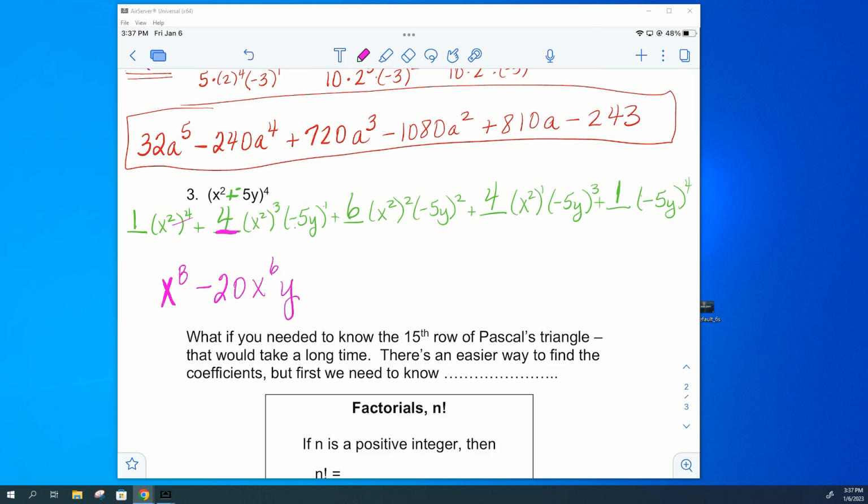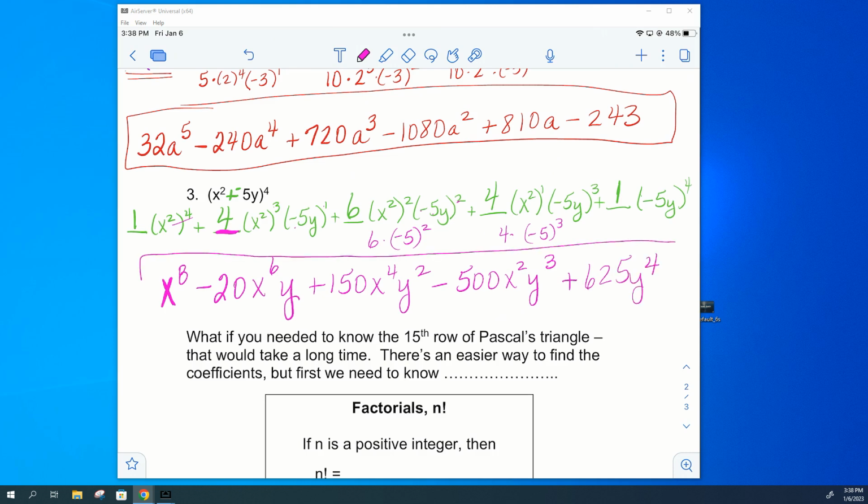Next term, numbers, I would have a -5 squared. -5 squared, that's 25 times 6. That is a positive 150 x to the 4th y squared. I'd probably jump on a calculator here, but I'm not going to. Again, I'd have -5 cubed times 4. So that's, you could probably do that one. -500 x squared y cubed. And then negative 5 to the fourth would be positive 625 y to the fourth.